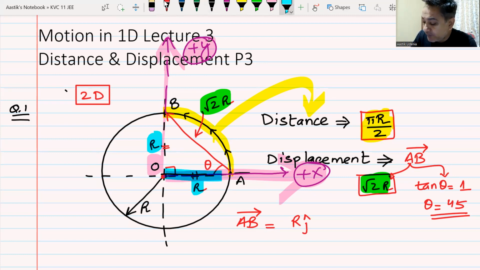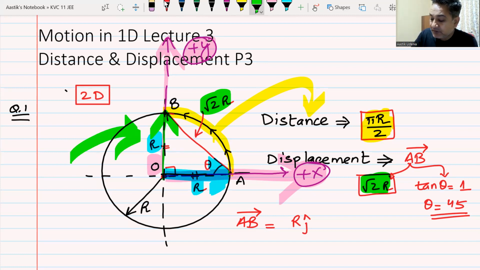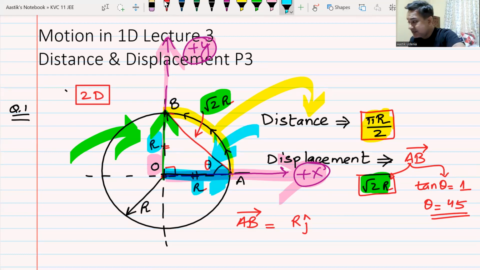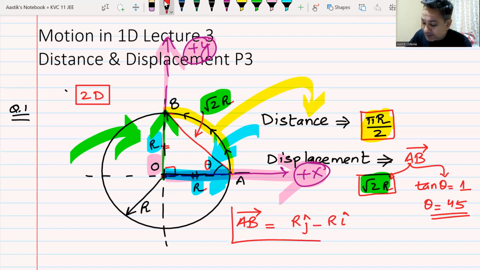This vector, the blue vector, is my initial position vector. And this vector, the green vector, is my final position vector. Final position vector, initial position vector. Final vector minus initial vector. Final vector is Rj. What is the initial vector? Ri. That is the answer in terms of i and j. Do we understand this?